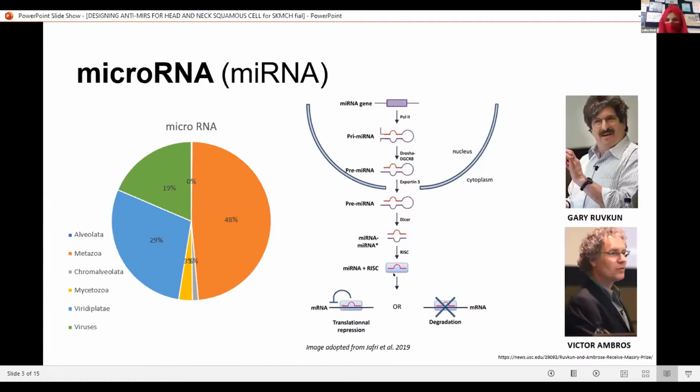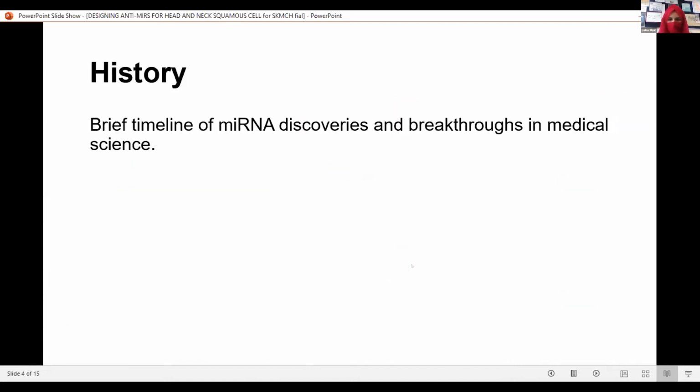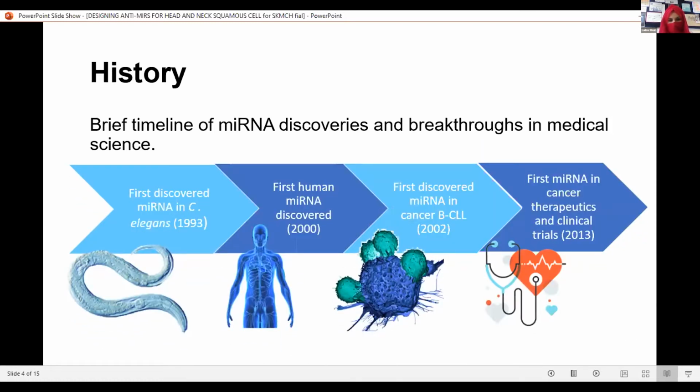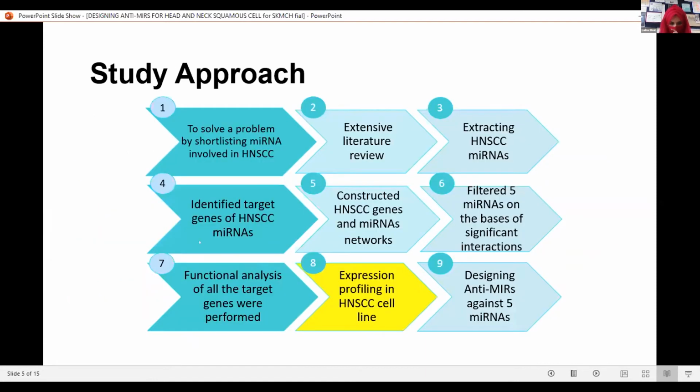These are the two scientists who discovered the microRNAs for the very first time. So let's go through some breakthroughs in the history of miRNAs. The first discovered miRNA was in 1993 by these scientists in C. elegans, a worm. Then in human, it was discovered in 2000. The first cancer-associated miRNA was discovered in 2002, and it went into clinical trial in 2013.